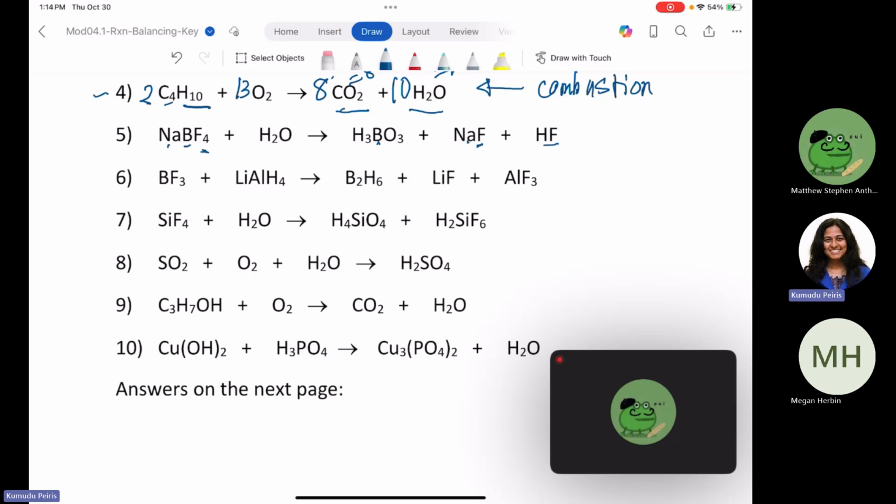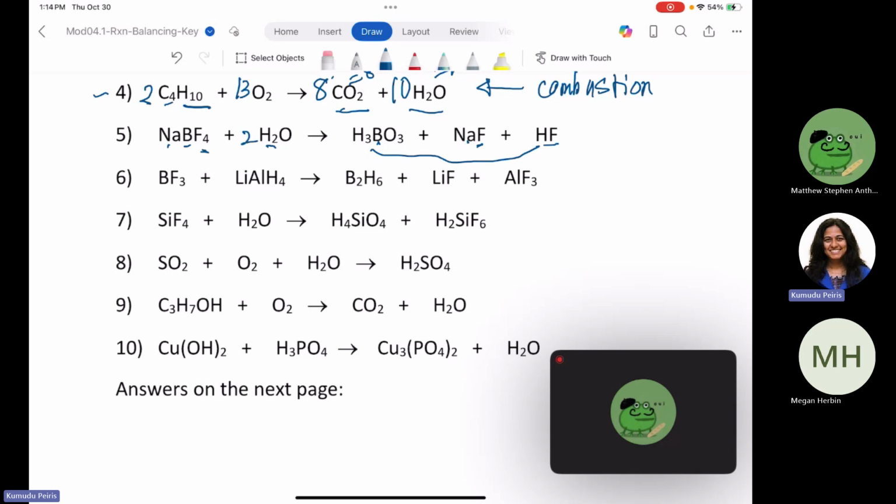But here also I have 2 hydrogens, but all together in the product side I have 4 hydrogens, right? So what should I do? I have 4 hydrogens, so let's add the 2 here.